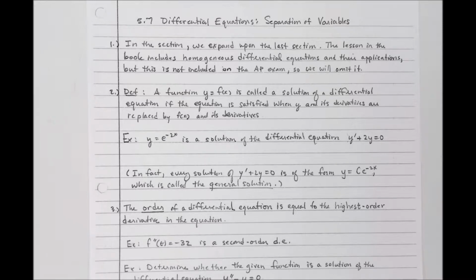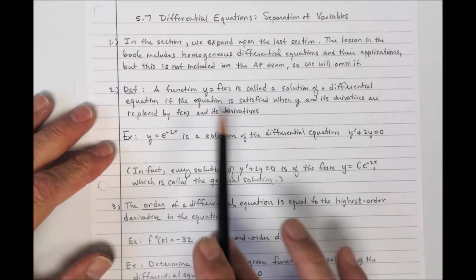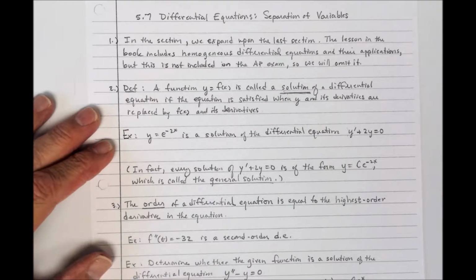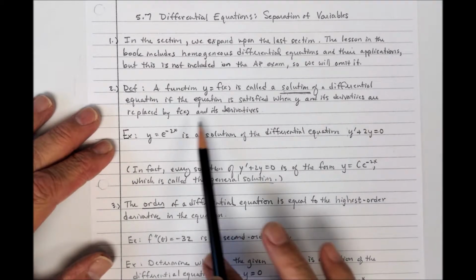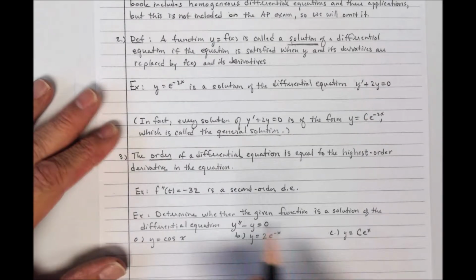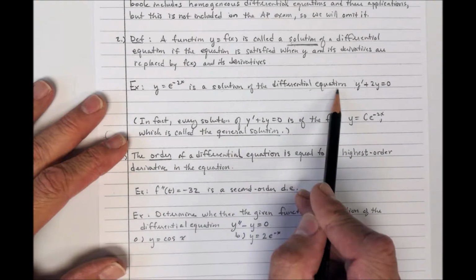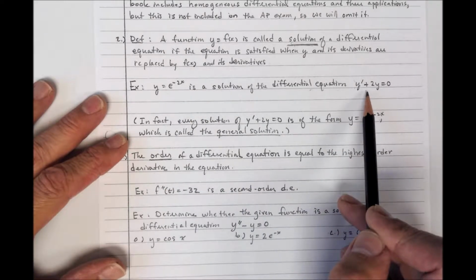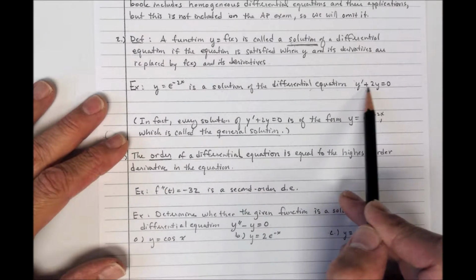A function y equals f of x is called a solution of the differential equation if the equation is satisfied when y and its derivatives are replaced by f of x and its derivatives. In the example I have here, y equals e to the negative 2x is a solution of the differential equation y prime plus 2y equals 0.